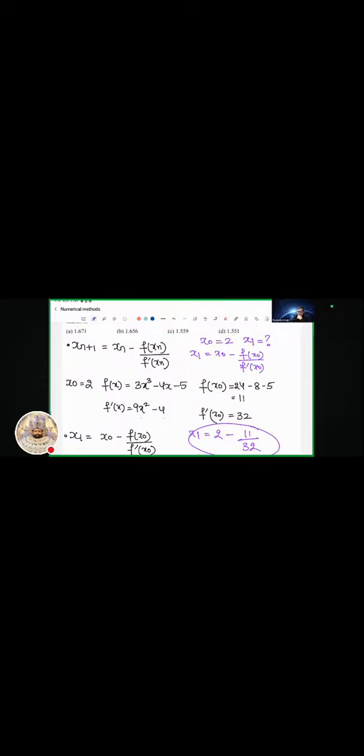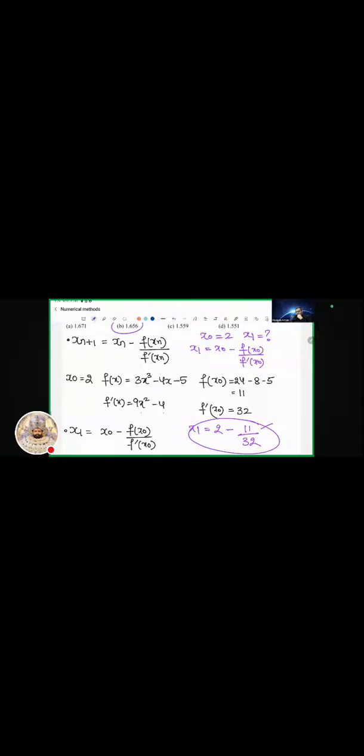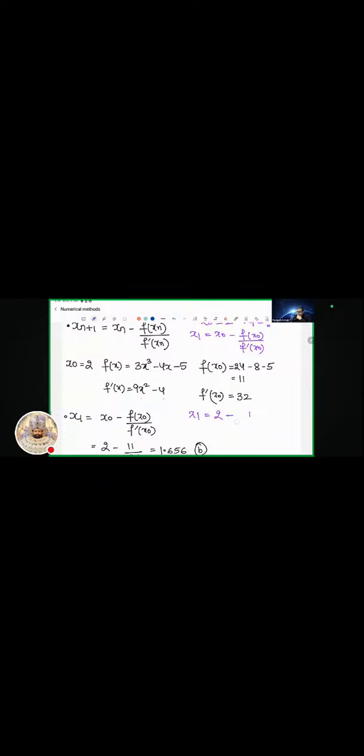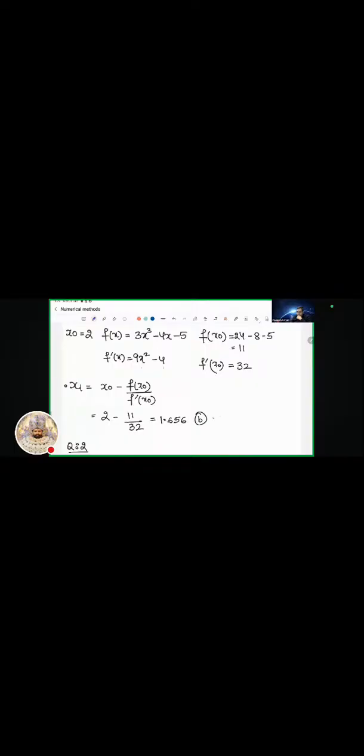Yes, quick. You can use calculator. 53 by 32. No, you need to give me answers in this form. 1.656. B. Everyone getting B? Yes, solving this you are getting 1.656. You can use the maths calculator or even you can trial by yourself, does not matter. Okay, so answer number B is correct.